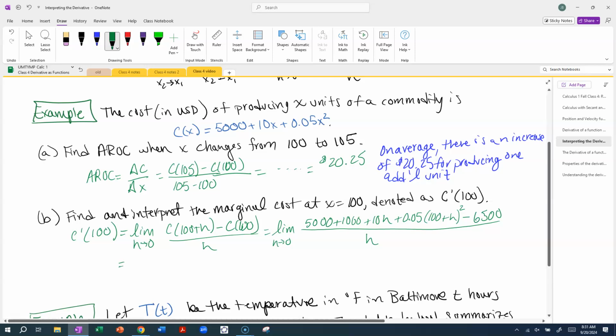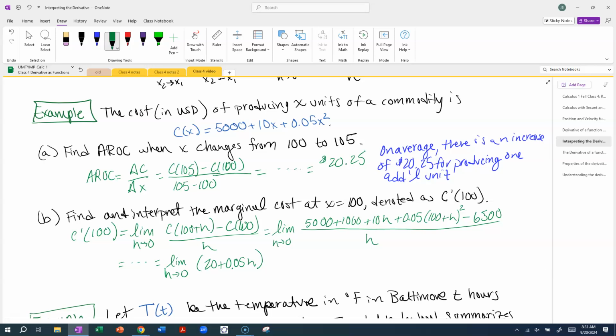And I'm going to say dot, dot, dot, a little bit of algebra later, right? You can see the 5,000 and 1,000 are going to reduce to 6,500, and then you have to expand all this out too. But what we end up getting, if we do the simplification, is the limit as h approaches 0 of 20 plus 0.05h. And that's after dividing by h and all that stuff too. And then the limit as h approaches 0, this is just going to be 20.